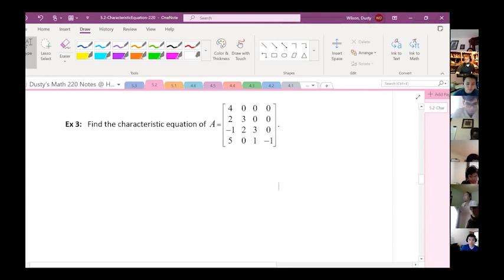It's a triangular matrix. That's exactly right. Thank you, Felix and Ben. So it's a triangular matrix.